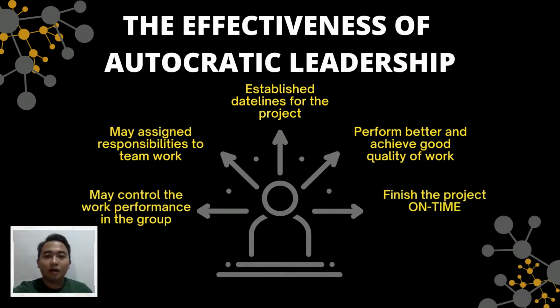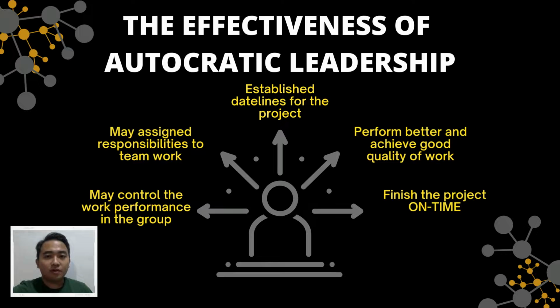So, what is the effectiveness of autocratic leadership? First, autocratic leadership may control the work performance in the group. As we know, autocratic leadership is a management style that is based on the decision maker. So the leader can monitor all the work performance in the group.